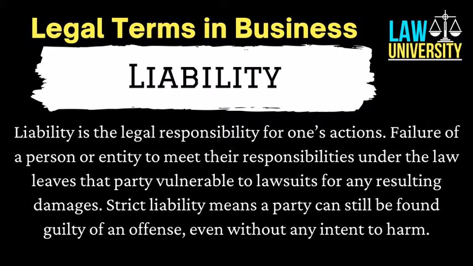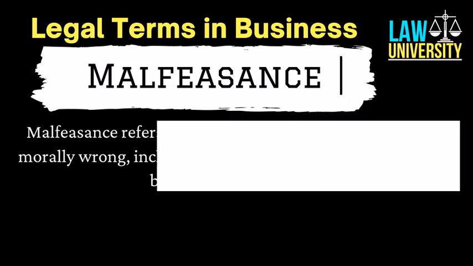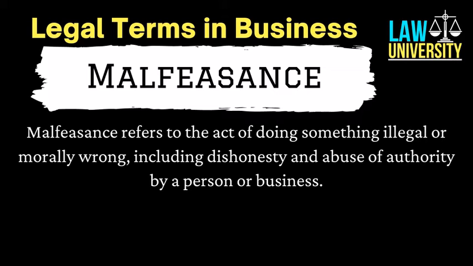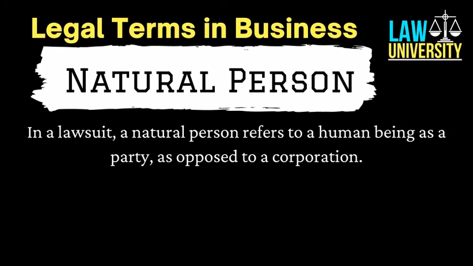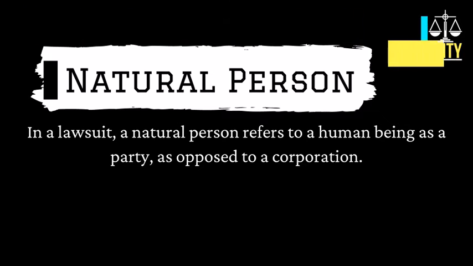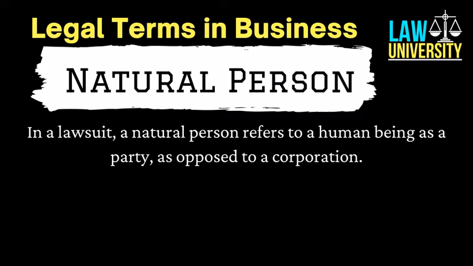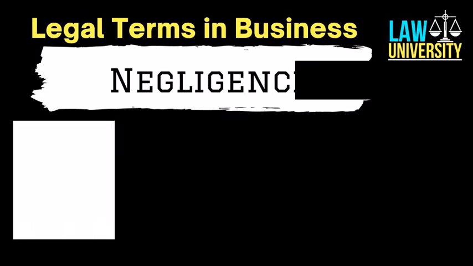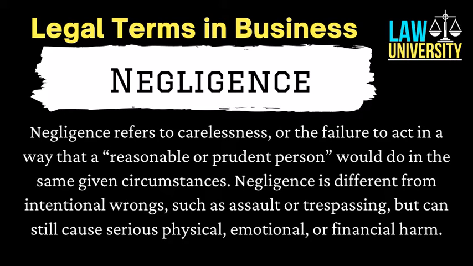Malfeasance. Malfeasance refers to the act of doing something illegal or morally wrong, including dishonesty and abuse of authority by a person or business. Natural person. In a lawsuit, a natural person refers to a human being as a party, as opposed to a corporation. Negligence. Negligence refers to carelessness, or the failure to act in a way that a reasonable or prudent person would do in the same given circumstances.